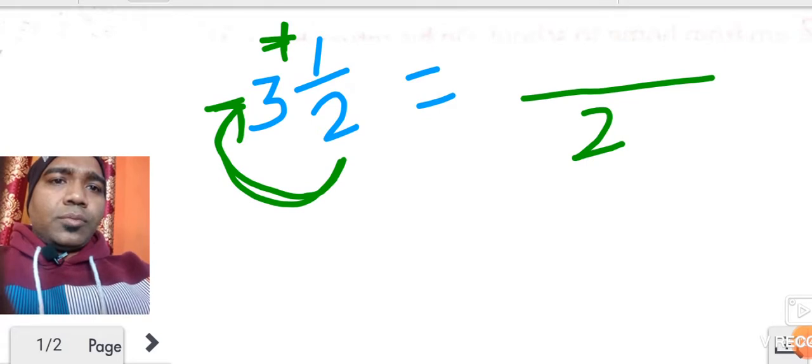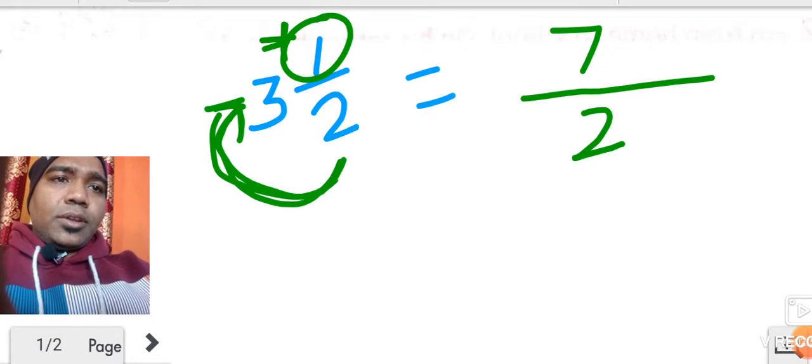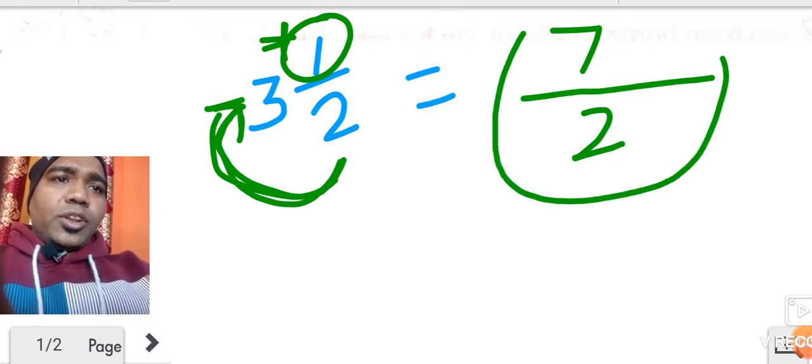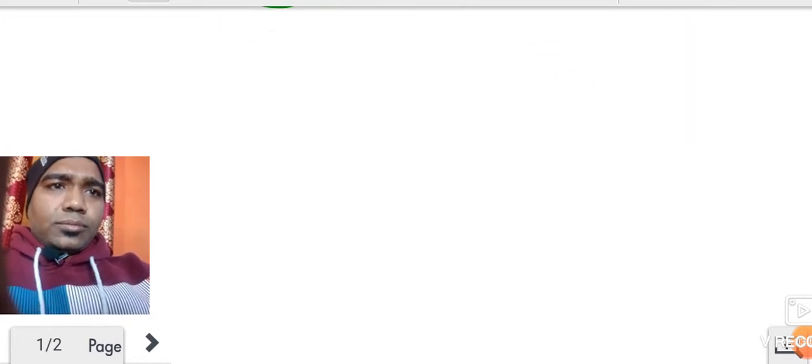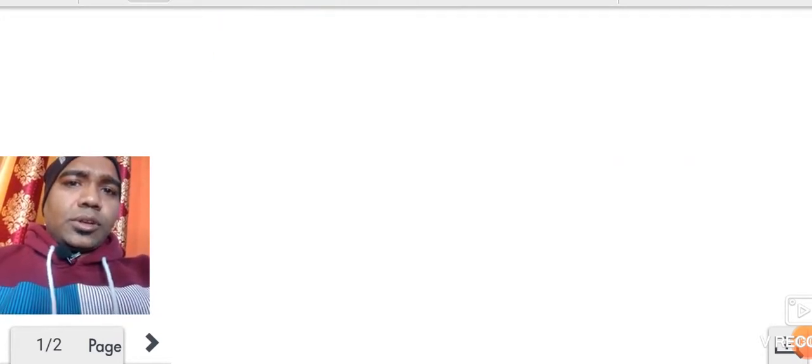So we'll write 2. Now 2 into 3, how much will we get? 6. And the numerator part you'll add. So 6 plus 1, how much will you get? 7. So it will become 7 by 2. So many times I have discussed this part with you. One more time, to make it clearer for you.